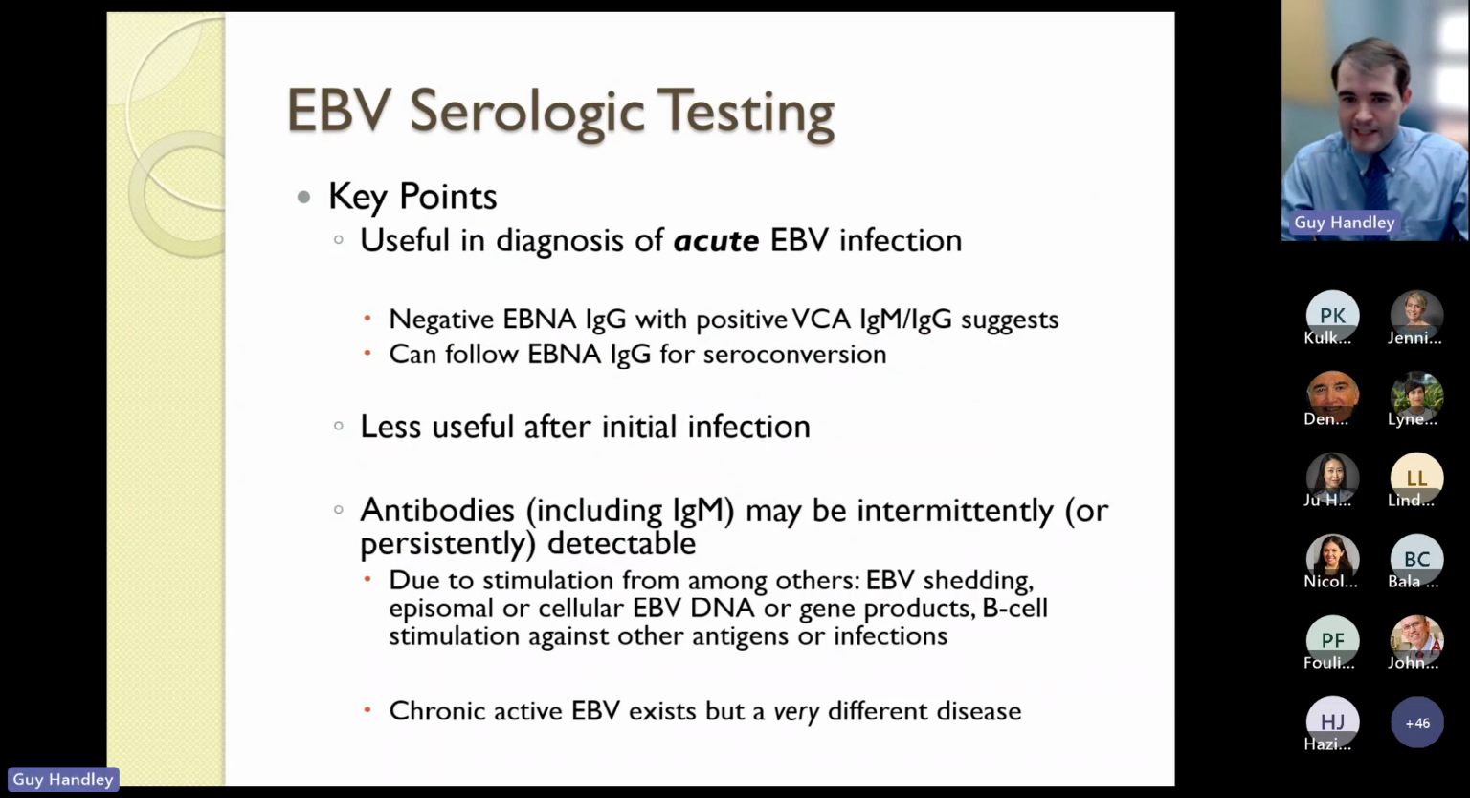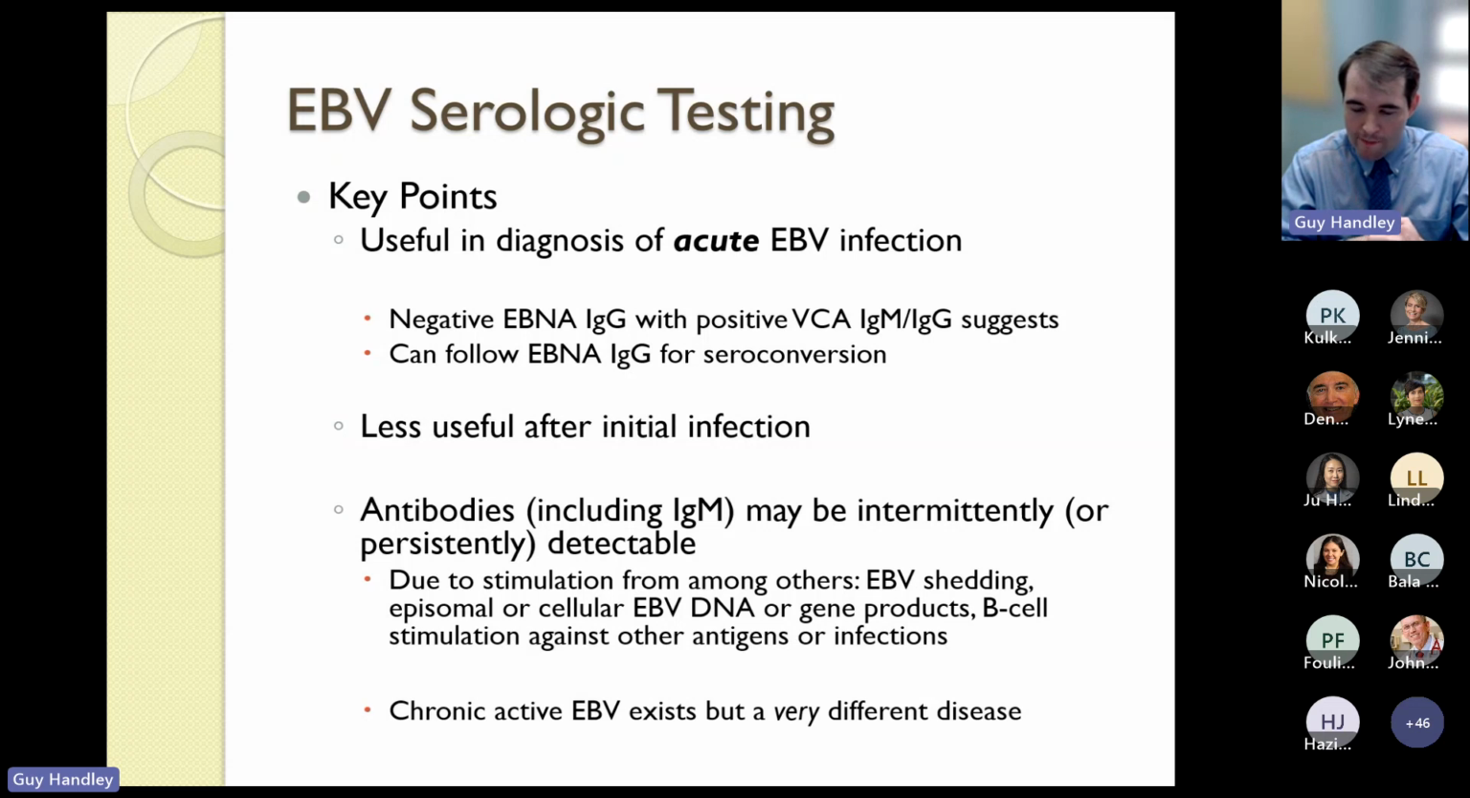So key points for testing. These serologic tests are very useful for acute EBV. Again, if you can show seroconversion with your nuclear antigen, you've essentially made the diagnosis. After initial infection, they're very hard to interpret, because a lot of that stimulation of B cells that may have EBV DNA that's just in an episome and not active can have re-exposure of antigens and development of IgM antibodies.